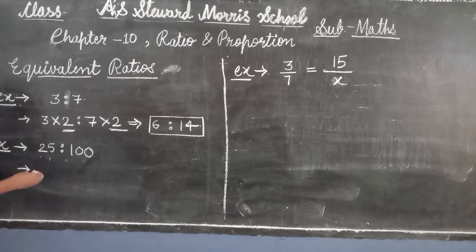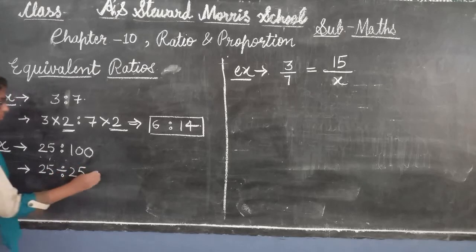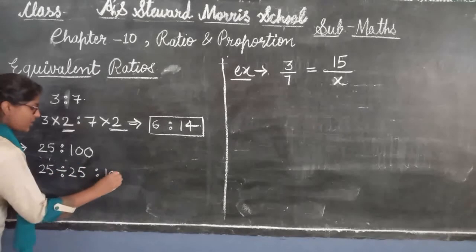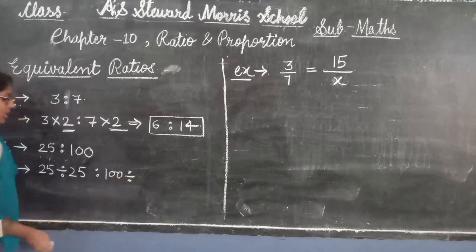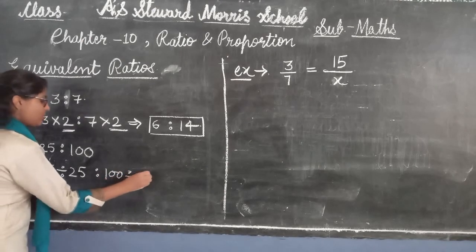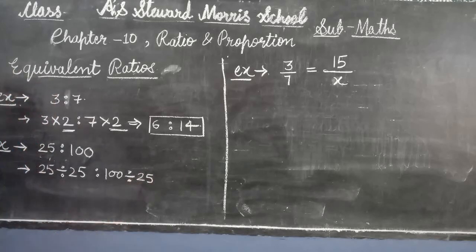See, you can divide 25 and 100 by the same number. Yes, 25 is divided by 25 and 100 is divided by 25. You know very well that 100 and 25 both come in the table of 25, so we are dividing by 25. Can we divide by 5 also? Yes, you can divide by 5 also. Now, I am dividing both the terms by 25.